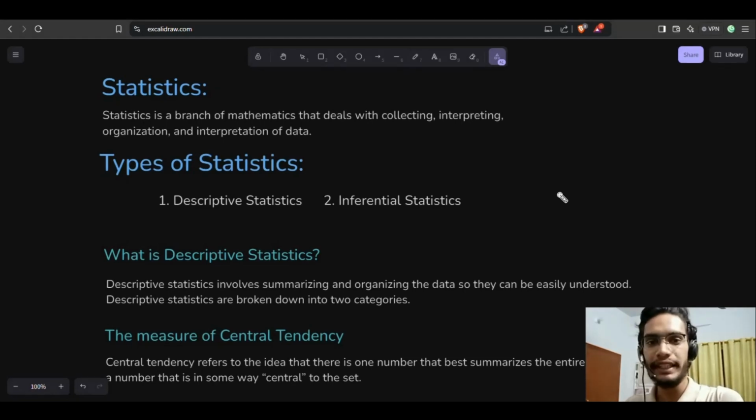Right, so let's start with statistics. We'll get to know what statistics is and what the types of statistics are. So basically, we would get the idea of what statistics is.